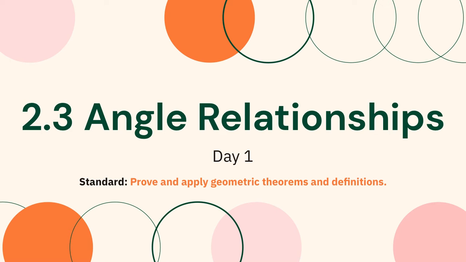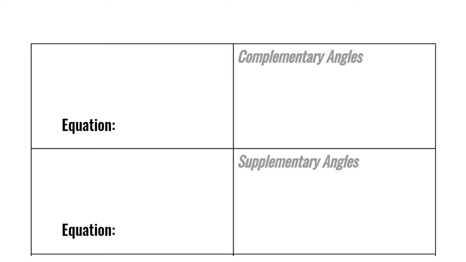Today we are beginning our discussion on angle relationships, and we are going to focus on 5 different kinds today. 2 of those are what we call complementary angles and supplementary angles. When I have complementary angles, that means that I have 2 angles that sum to 90 degrees.